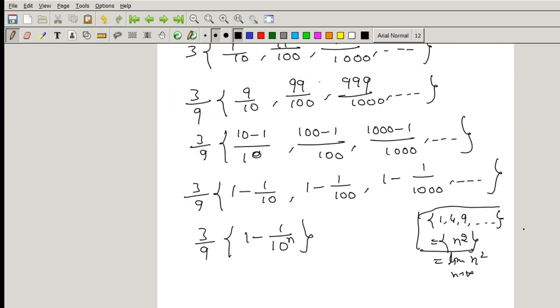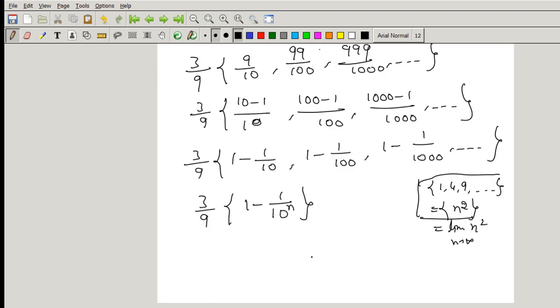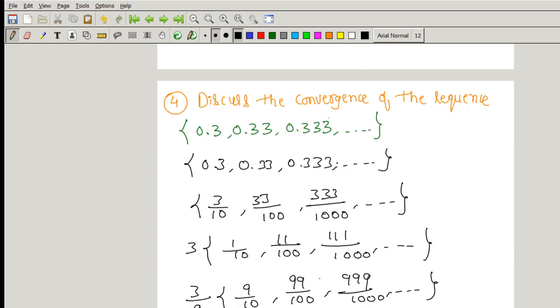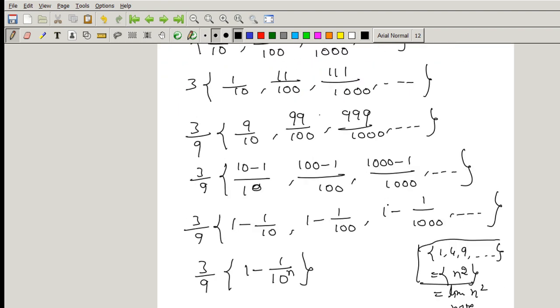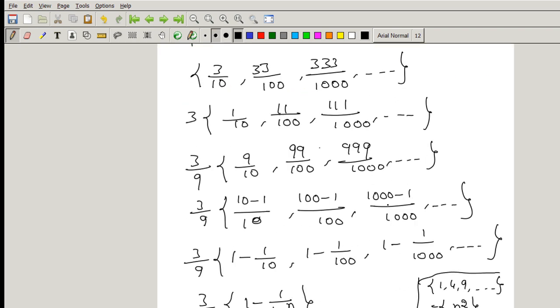Here, if we substitute n is equal to 1 in this term, 3 by 9 into 1 minus 1 by 10, we will obtain 0.3. If we substitute n is equal to 2, 3 by 9 into 1 minus 1 by 10 square, we will obtain 0.33. So we are converting this sequence into the form of a general term, a general representation, or we can find out the nth term.